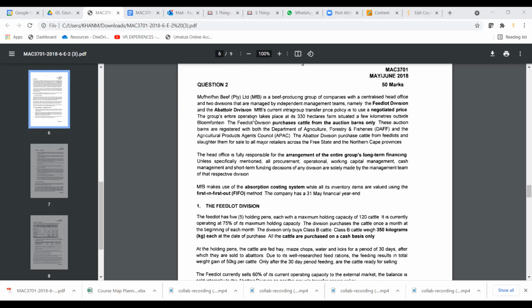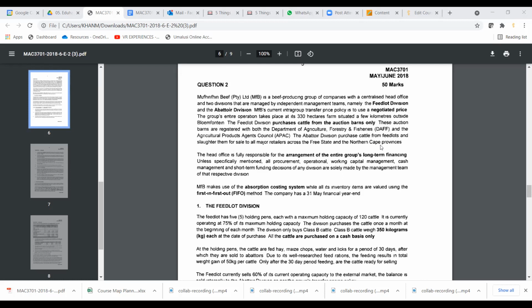The group's entire operation takes place at its 330-hectare farm, situated a few kilometers outside of Bloemfontein. Feedlot purchases cattle from the auction barns only. These auction barns are registered with both the Department of Agriculture, Forestry and Fisheries and the Agricultural Product Agency. The abattoir division purchases cattle from feedlots and slaughters them for sale to all major retailers across the Free State and the Northern Cape provinces.